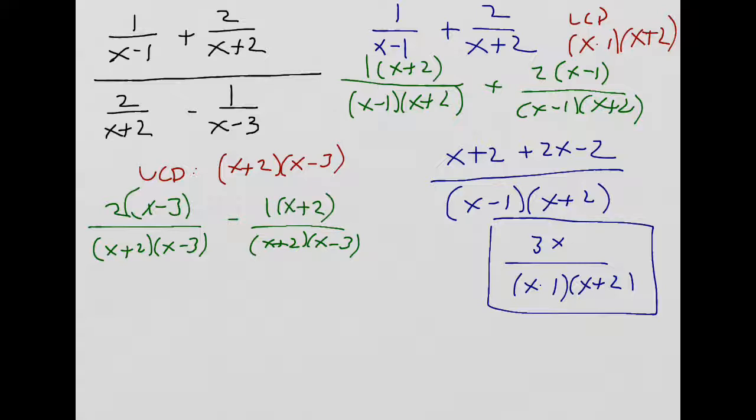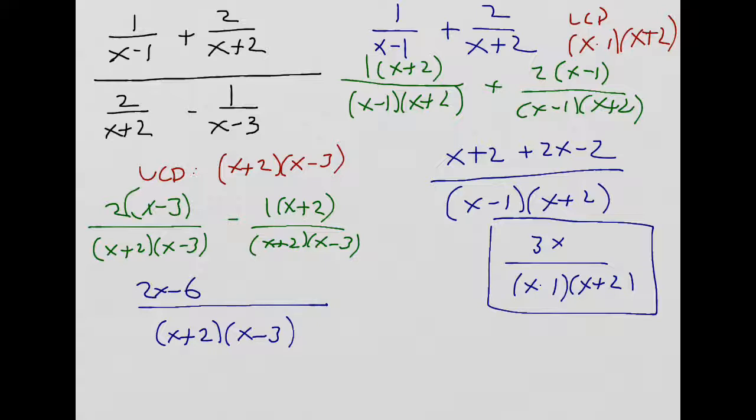So let's take a look. This is the first fraction. This is the second fraction. Notice they have the same denominator now, and that's the key. We can only add fractions when the denominators are the same. So what do we end up with? We end up with x plus 2 times x minus 3, and then the numerators we just want to combine together. So we get the 2x minus 6.